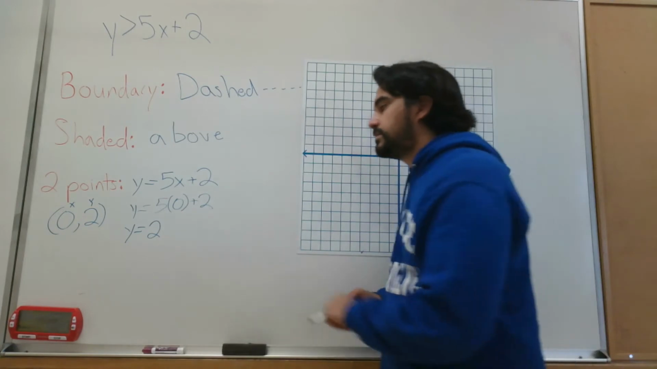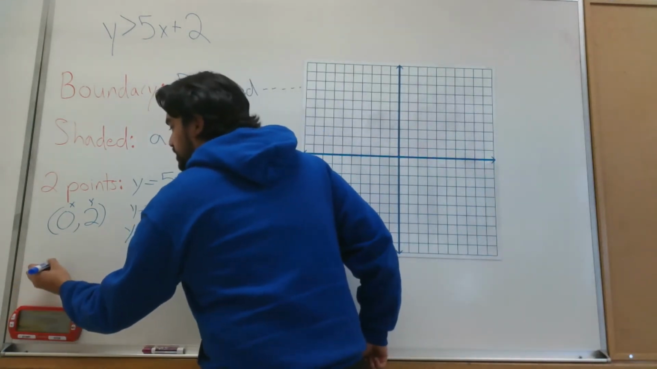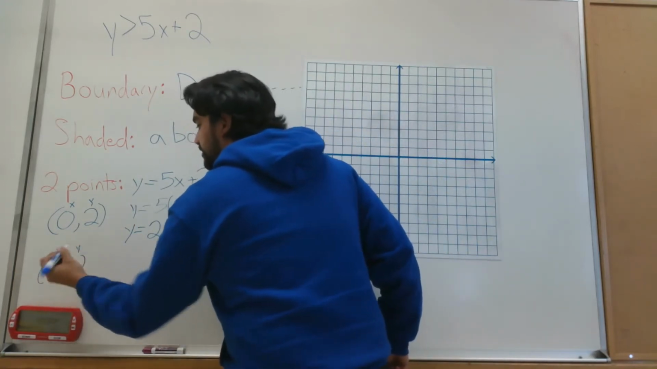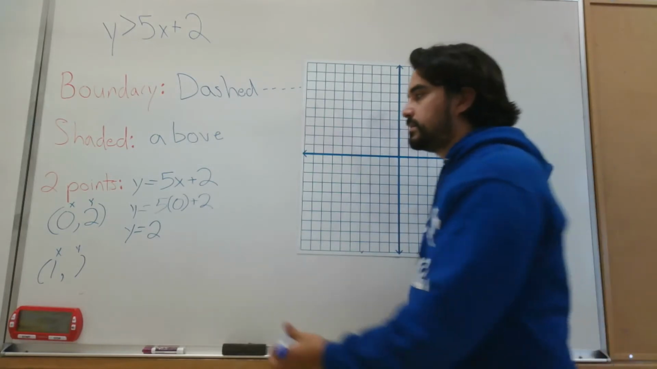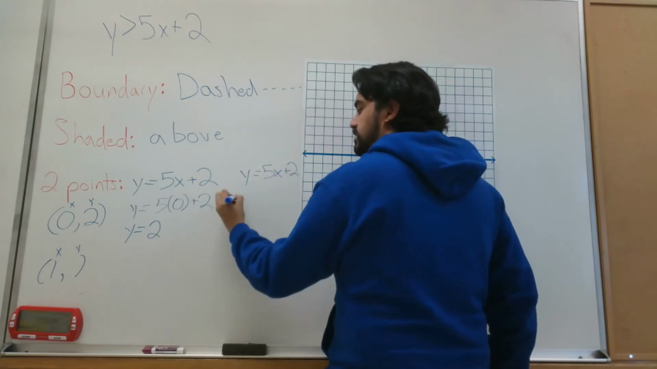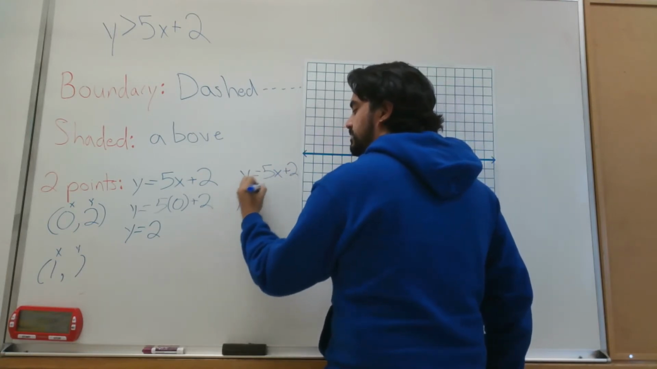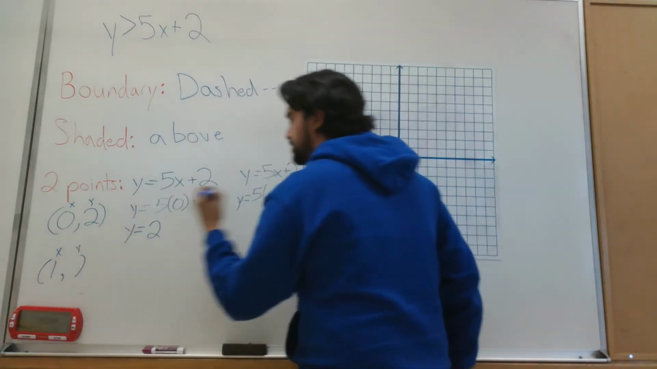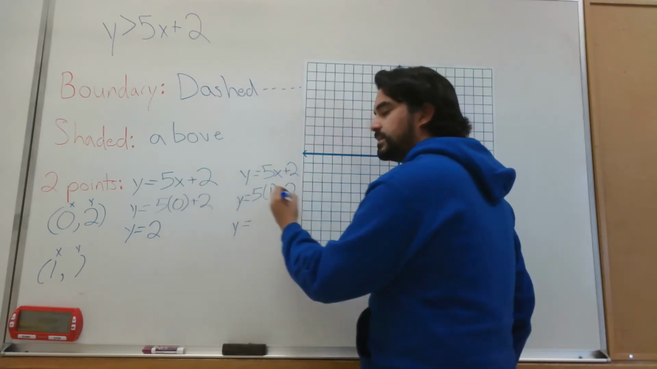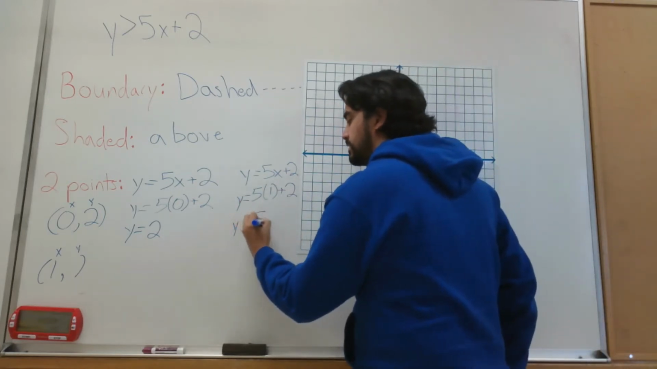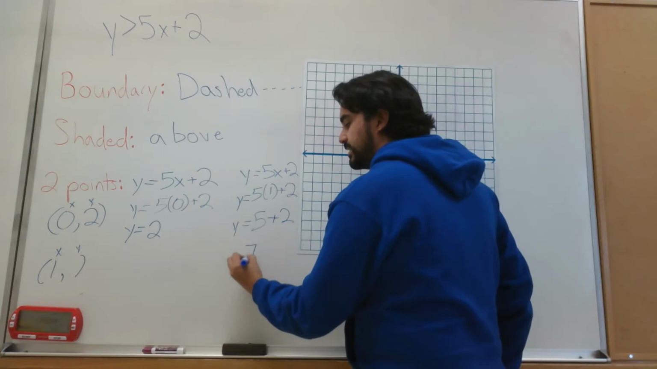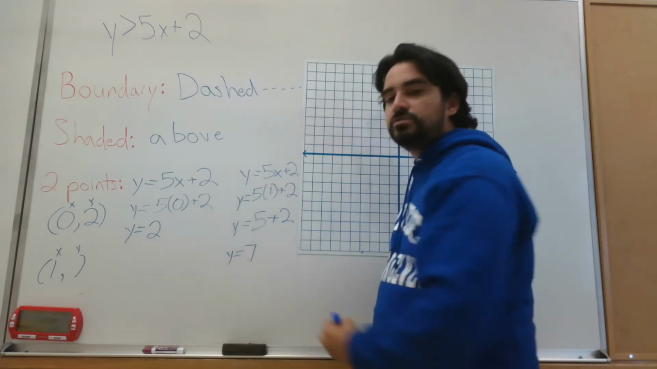Point number 2, I'm going to use an x value of 1, and I'm looking for my y value. So y is equal to 5x plus 2. Instead of x, I'm going to substitute 1. Y is equal to 5 times 1, which is 5, plus 2. So 5 plus 2 is 7. So y is equal to 7.